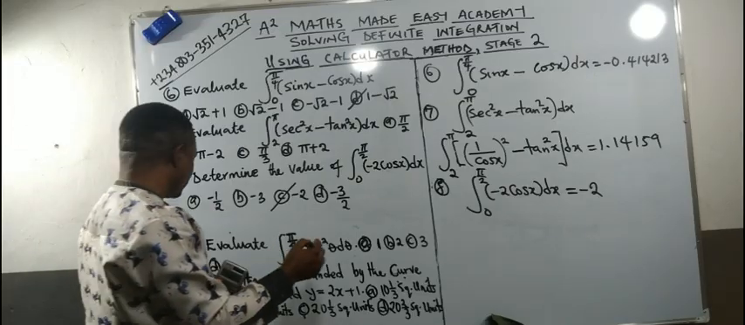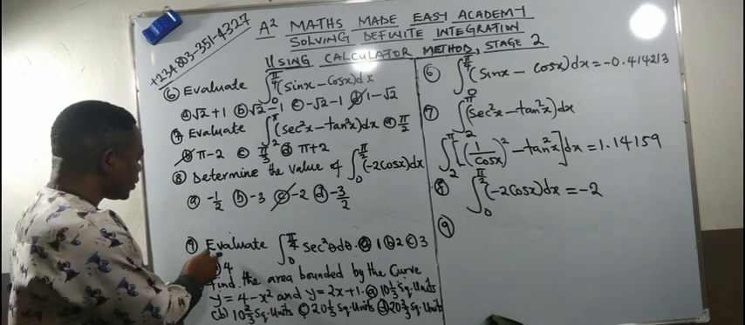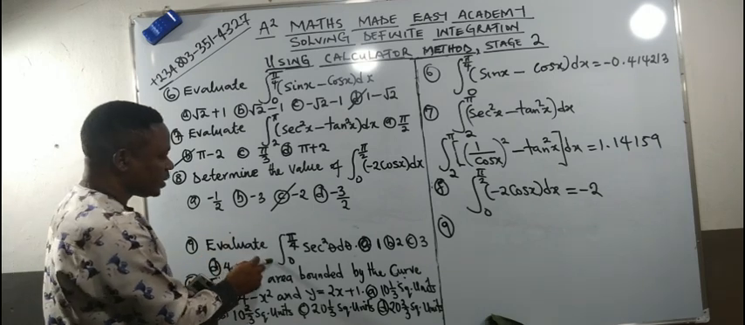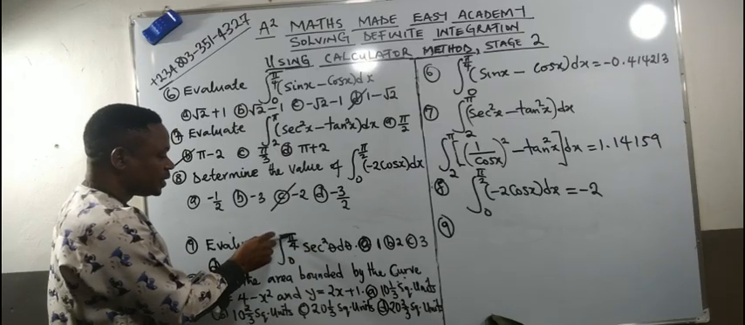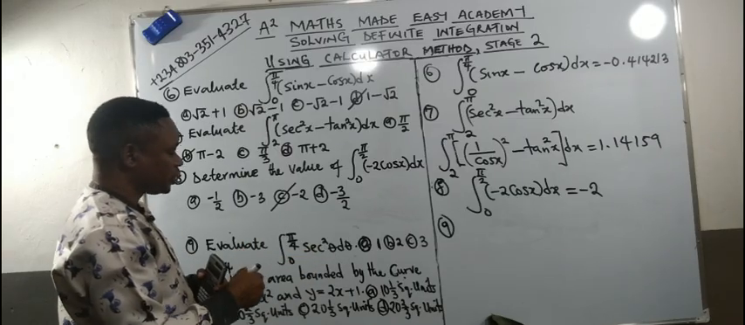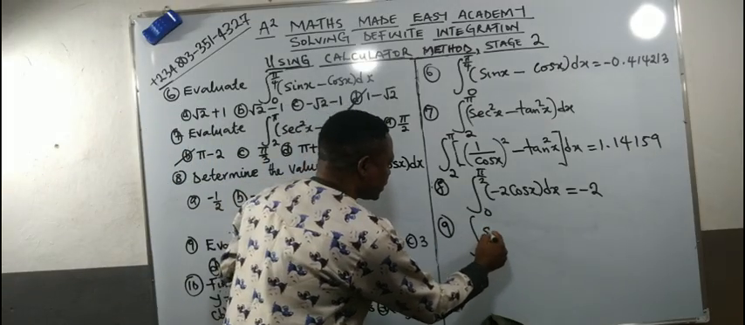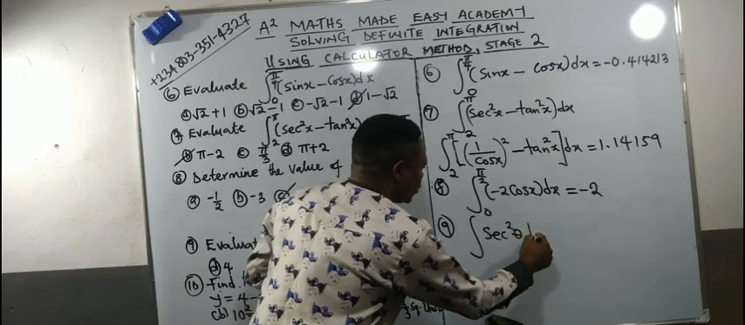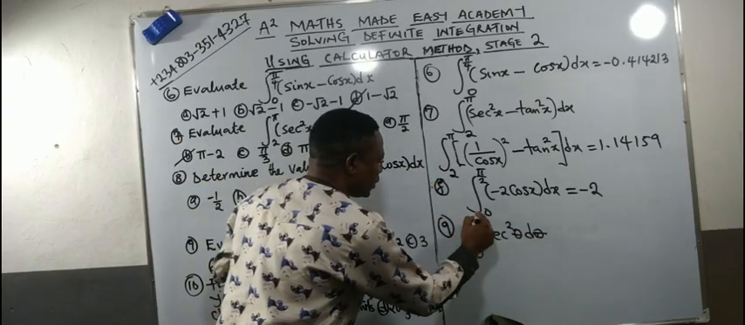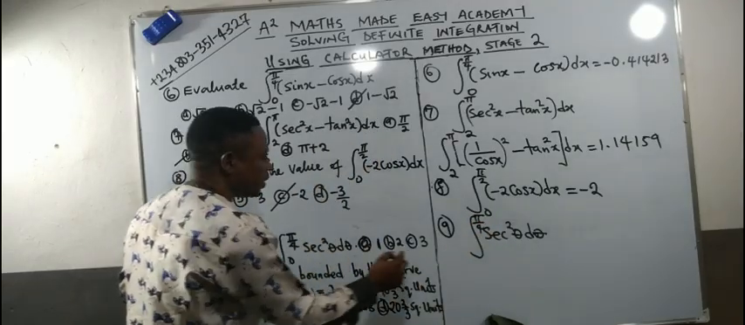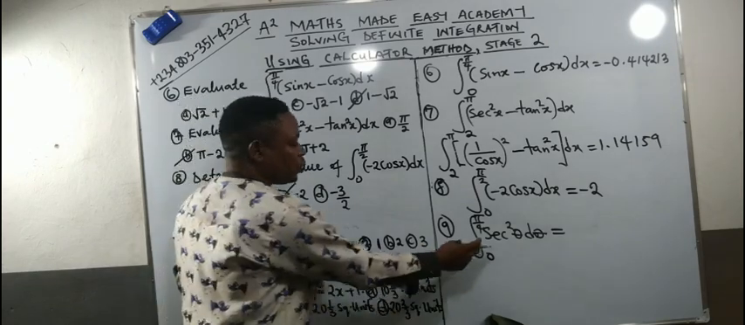Now can we move to question number 9? What did I say? Question number 9. The question says, evaluate the integral of sec square theta d theta. Upper limit is rad over 4. Lower limit is 0. Can we write off the question now? Evaluate the integral of sec square theta d theta. Upper limit is rad over 4, while lower limit is 0.